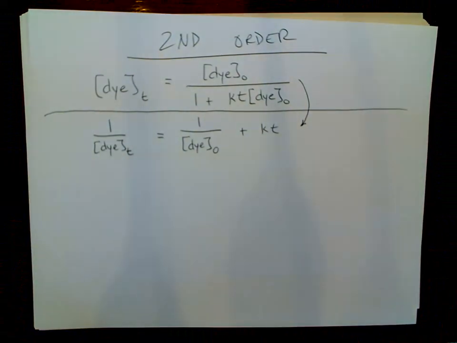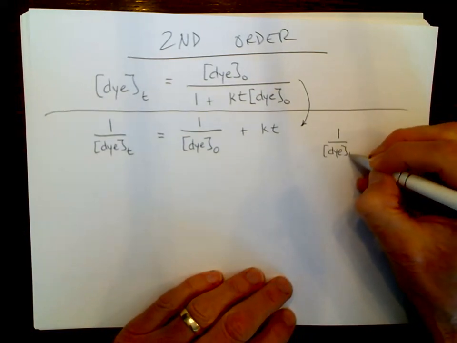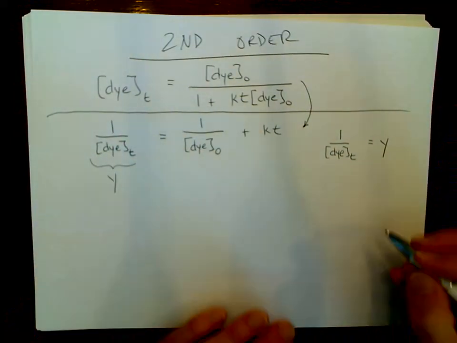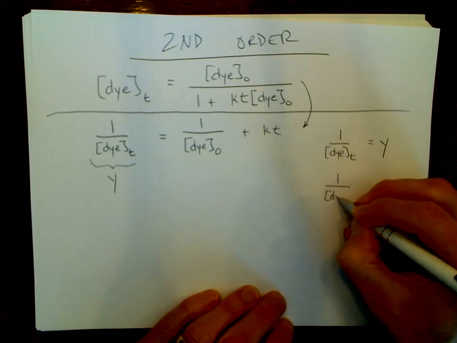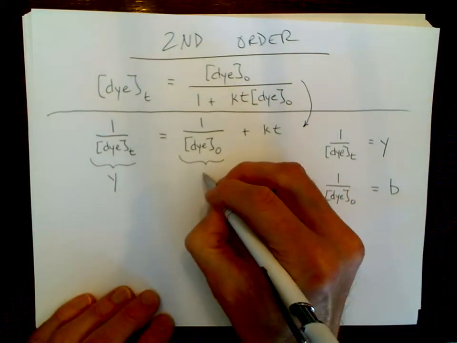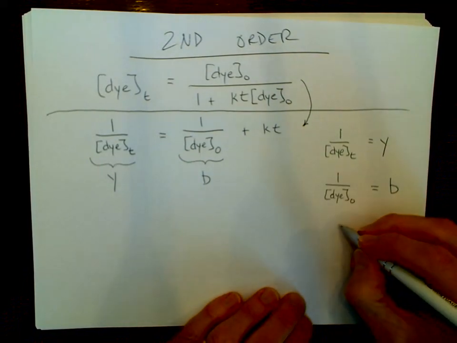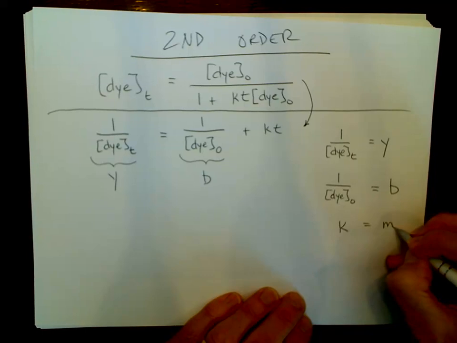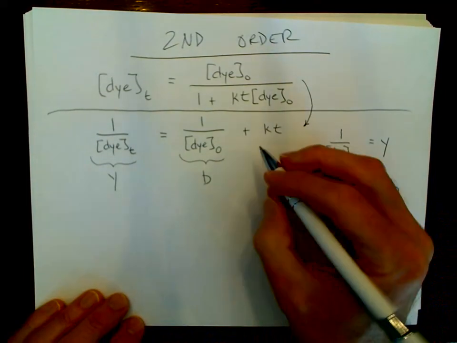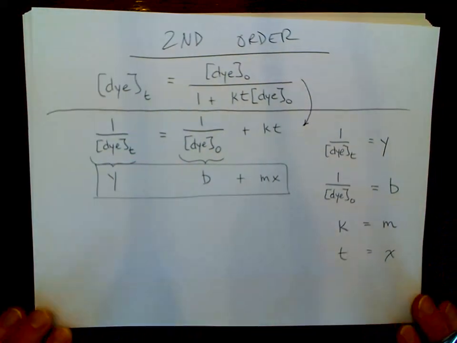Well, let's make the following substitutions. If we make 1 divided by the dye concentration at some time t, we're going to make that y. So this becomes y. Then we're going to make 1 divided by the initial dye concentration our intercept, b. In this case, we got a positive sign, so I don't have to worry about the negative. Our slope is going to be the rate constant, and once again, time is going to be x. If I do that, that becomes b plus mx. There it is, y equals mx plus b.